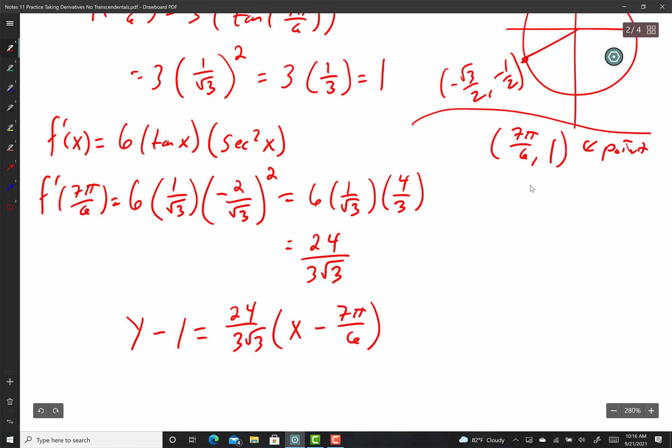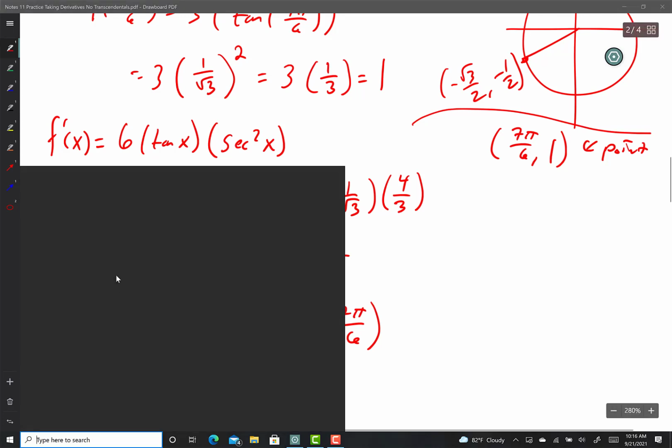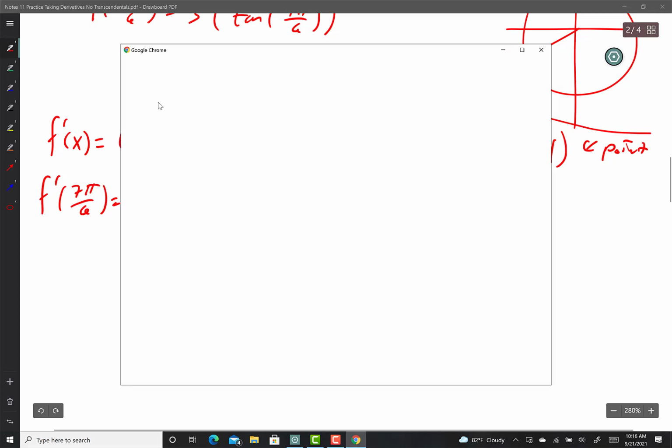And I kind of want to see this tangent. Do you guys want to watch this tangent? Yeah, I kind of do. So let's go to Desmos really quick.